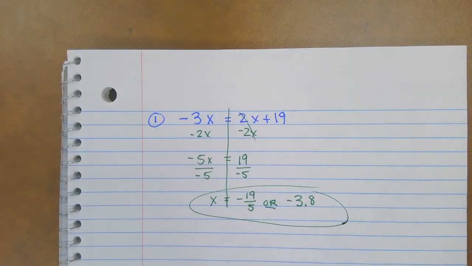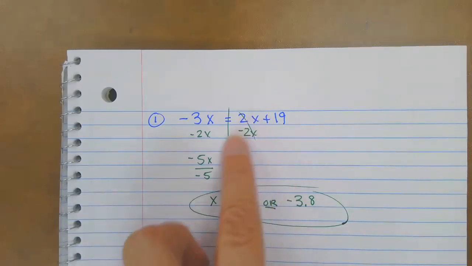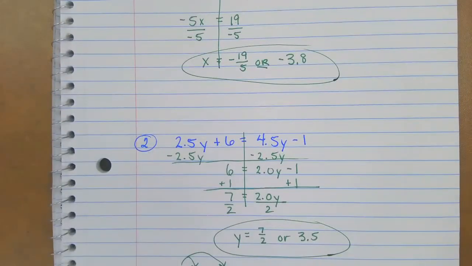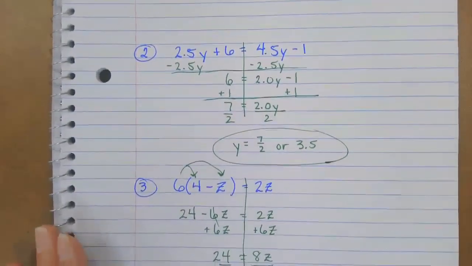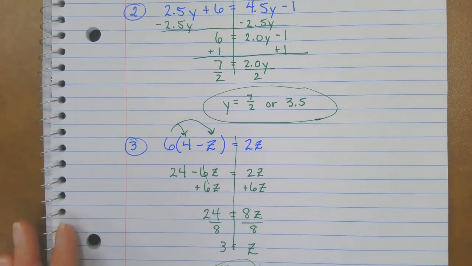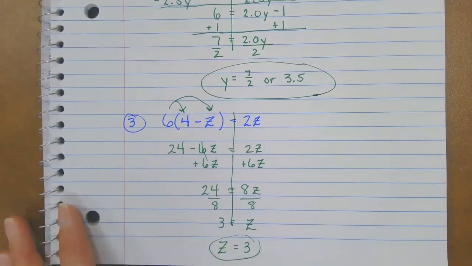Okay, this is what you should have had for your first answer. All right, now you could always go to the other side. I took this one over because I already had a constant by itself. On number 2, you should have had something that looked like this. And number 3, you should have had something that looked like that, z equals 3.